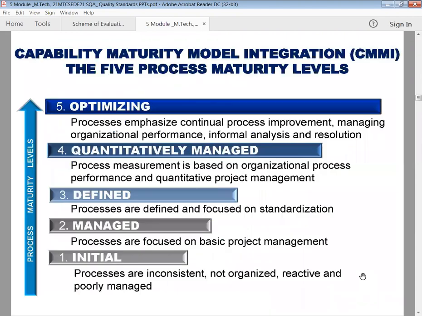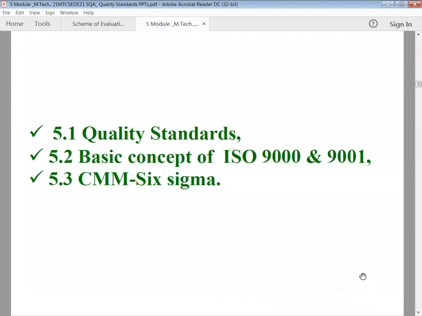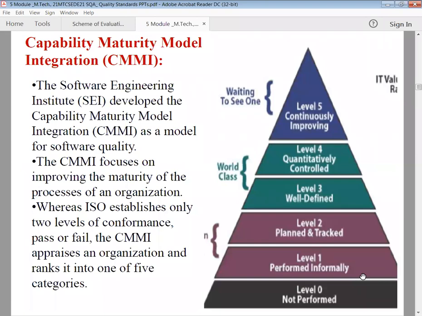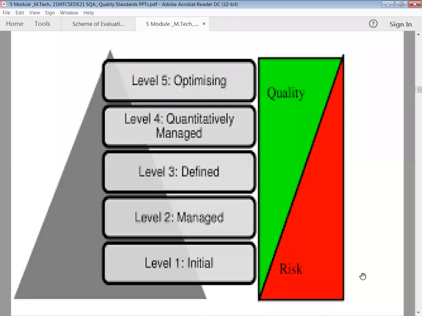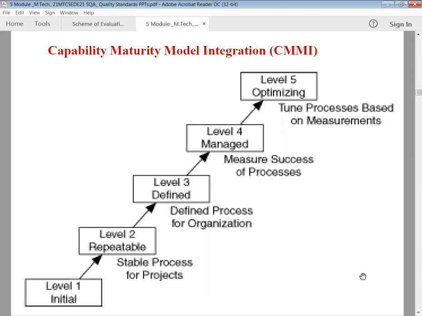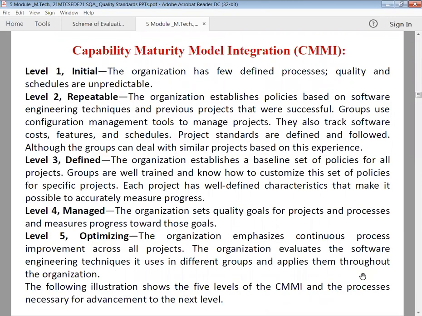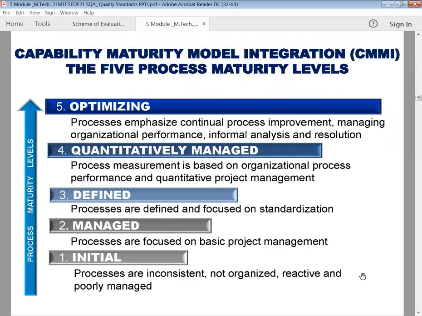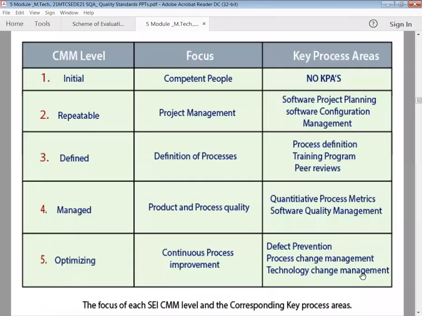So any doubt with respect to CMMI concepts so far what we discussed? Initially we saw the CMMI definition and the five levels of CMMI, and the five levels are categorized into low risk and high quality. The five levels have their own predefined processes and activities. Each level focuses on different aspects of progress. If you categorize the five levels, initial, managed, defined, quantitatively managed, and optimizing, in each stage we are giving importance to different software development process activities. And if you compare the CMMI levels, focus and key process areas, each level focuses on different areas and different targets.